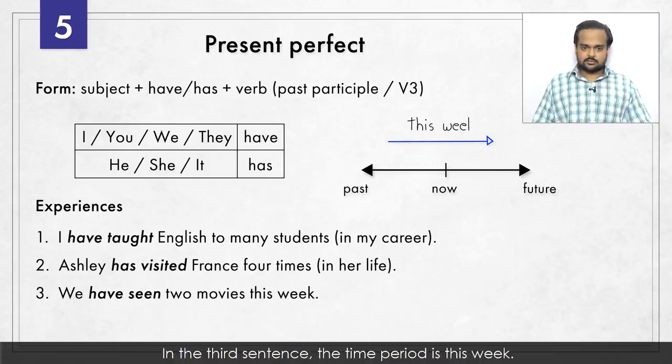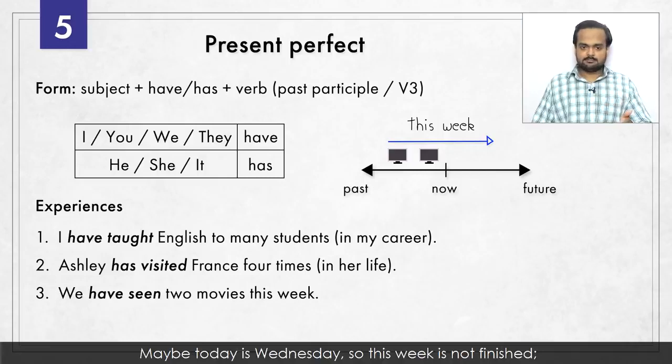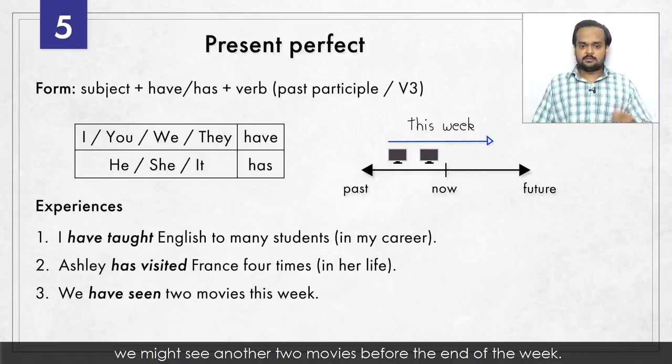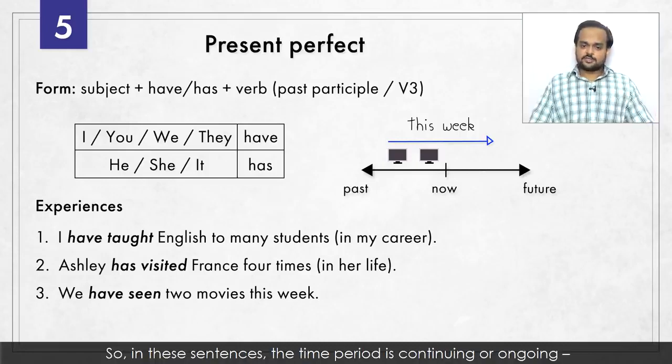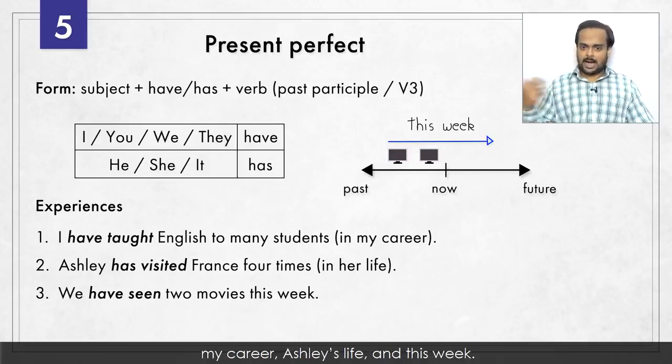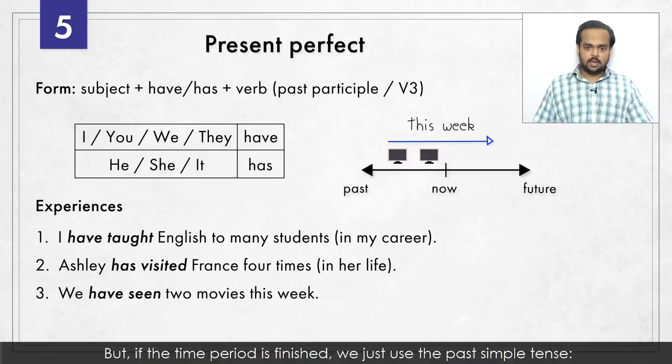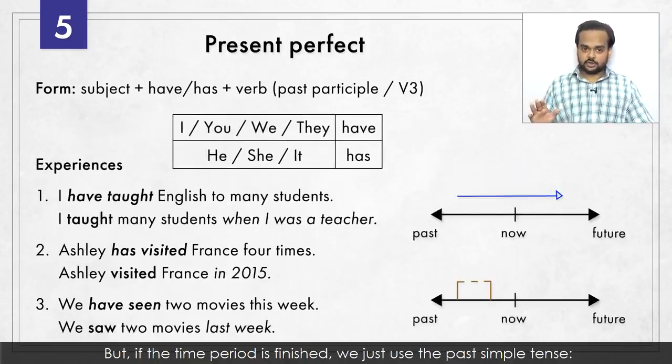In the third sentence, the time period is this week. Maybe today is Wednesday, so this week is not finished. We might see another 2 movies before the end of the week. So in these sentences, the time period is continuing or ongoing. My career, Ashley's life, and this week. But if the time period is finished, we just use the past simple tense.